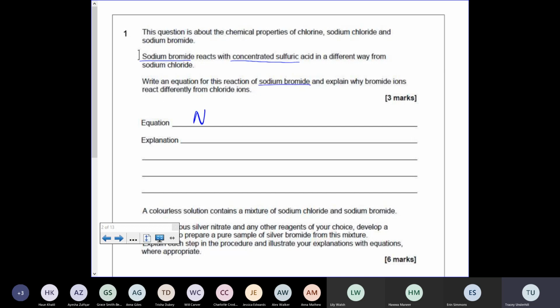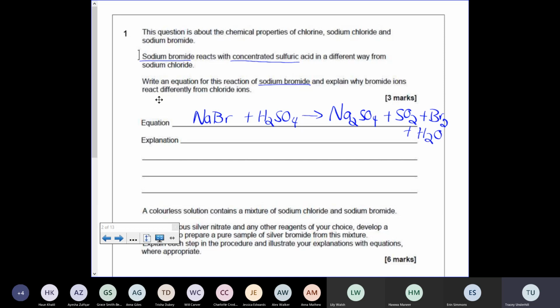So we're starting with sodium bromide, and explain why bromide ions react differently. Okay, so sodium bromide, and we're adding our concentrated sulfuric acid. We need to remember that there are both the acid-base reaction going on and the redox reactions. And in terms of the redox reactions, remember that the bromide ion can reduce the sulfuric acid down to SO2, therefore itself goes to Br2. Okay, so we'll end up with the normal salt, Na2SO4, plus your SO2, plus the Br2, plus water.